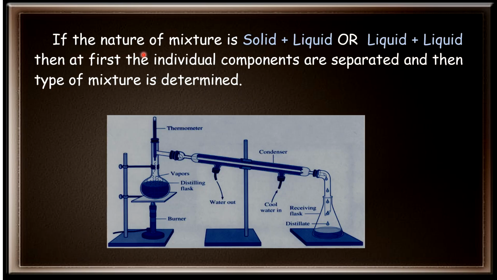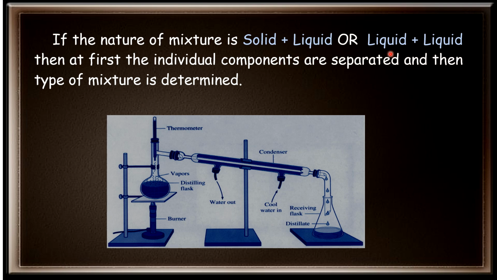If the nature of the mixture is solid plus liquid or liquid plus liquid, then at first the individual components are separated and then the type is determined. We know that in case of solid plus solid mixture, we have to determine the type of the mixture first, and according to their type, the two components are separated. But in case of solid plus liquid or liquid plus liquid mixture, at first separation of the mixture is done, and then the type of individual compounds is determined.